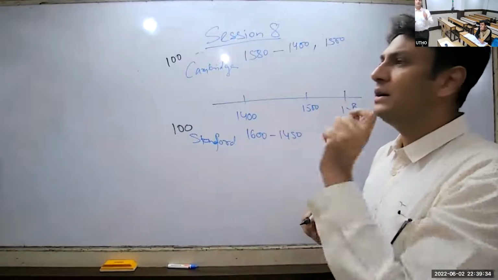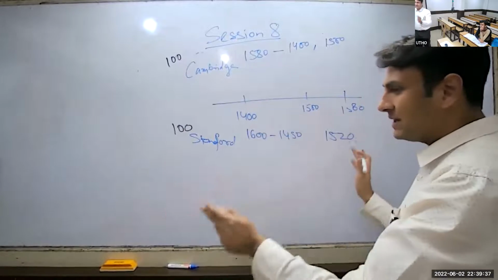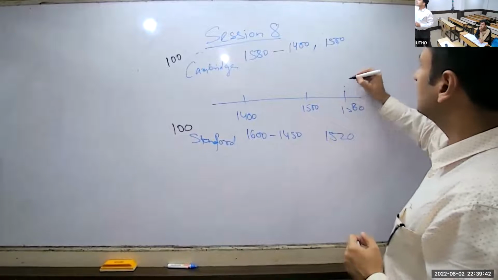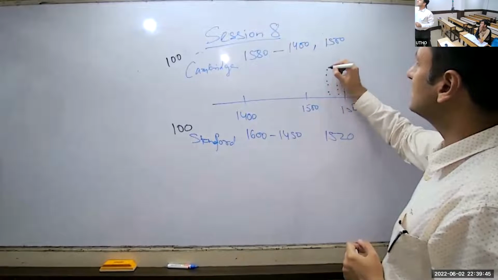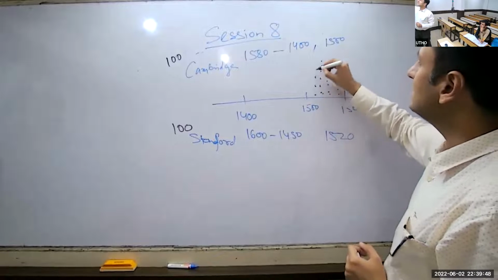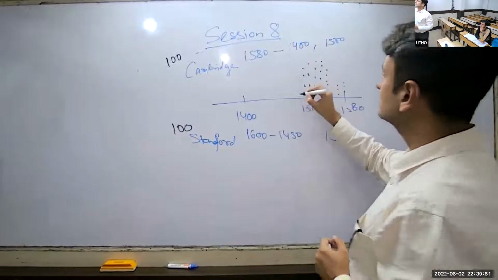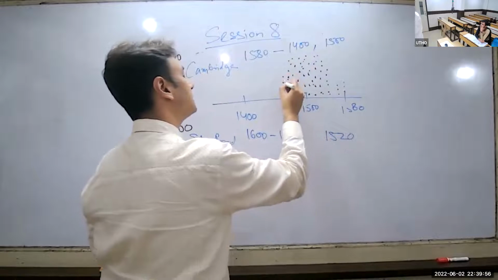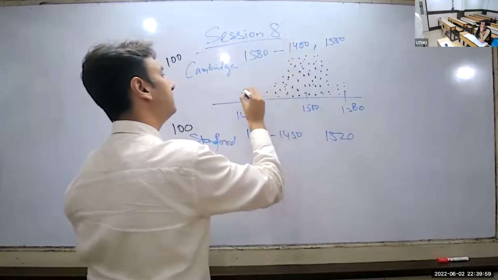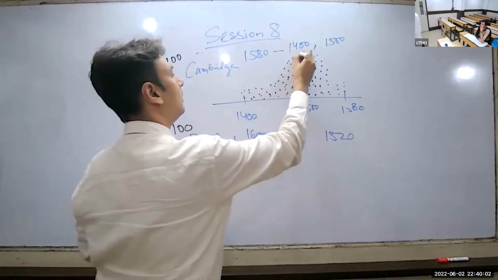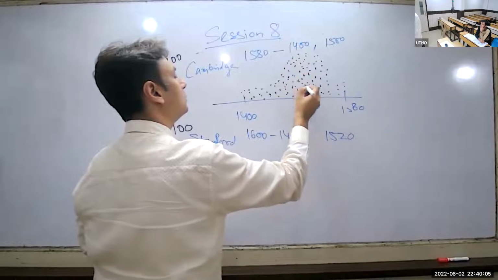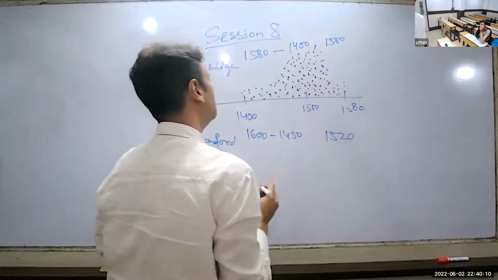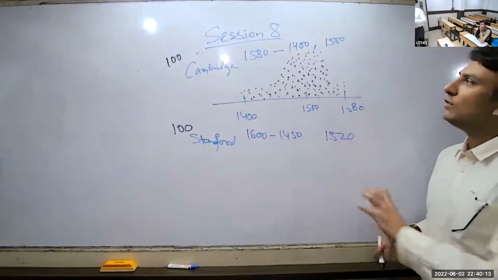Let each dot, मैं आपको स्टैंडर्ड डिविएशन पढ़ा रहा हूँ, एक थोड़ा सा अलग सा एग्जांपल. Let's say each dot represents a student. तो कुछ बच्चे टॉप स्कोर पे आए, कुछ बच्चे यहाँ आए, कुछ बच्चे यहाँ आए. Each dot is a student. स्कोर है बस उनका. This is the spread of 100 students.